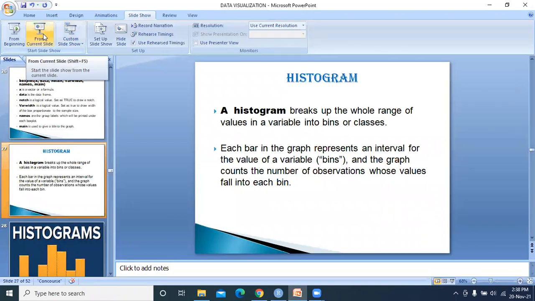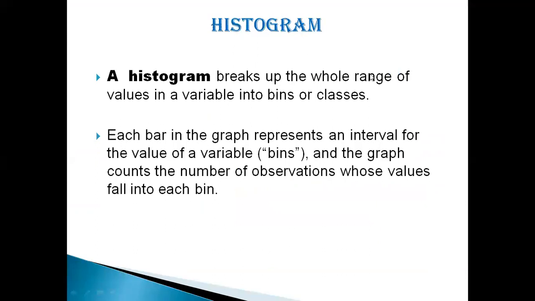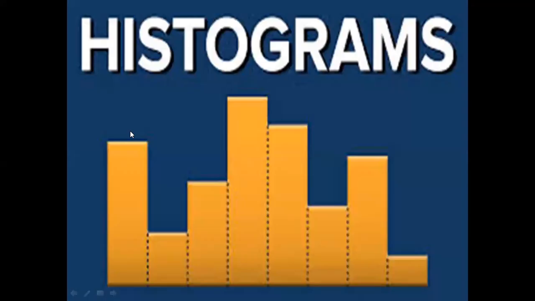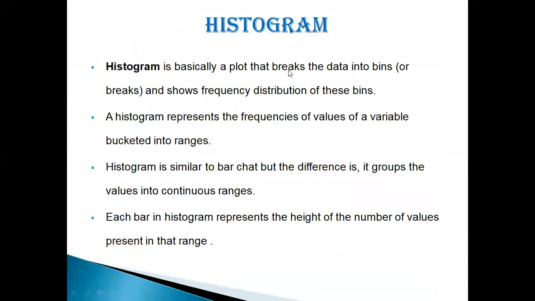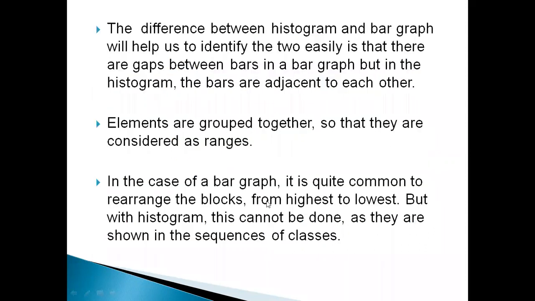The next one is the histogram. A histogram breaks up the whole range of values in a variable into bins or classes. So this is a histogram. It is basically a plot that breaks the data into bins. A histogram represents the frequencies of values of a variable, and the height of each bar in the histogram represents the number of values.